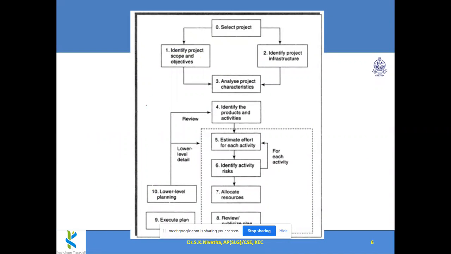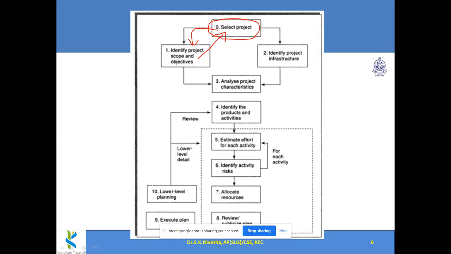So we could see the overall control flow would be like this. First we have to select the project. Then we have to identify project scope and objectives. This part will actually become a part of selecting the project. Even before finalizing whether to take up the project or not, we will be identifying the scope of the project and objectives. And based on that, measure of effectiveness, all those things only we will be deciding whether to select the project or not.